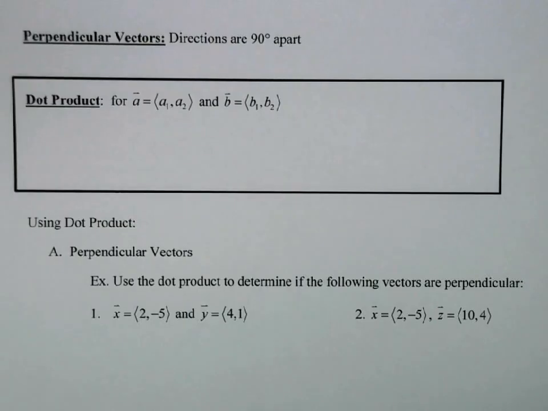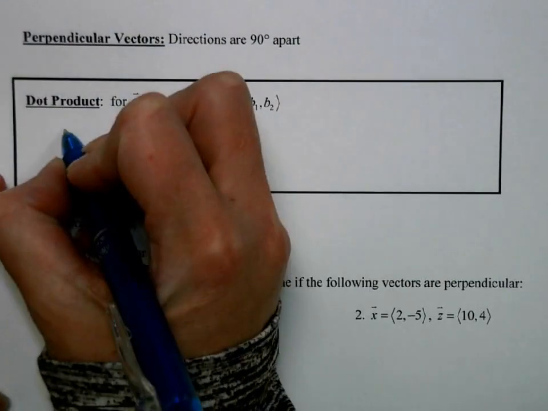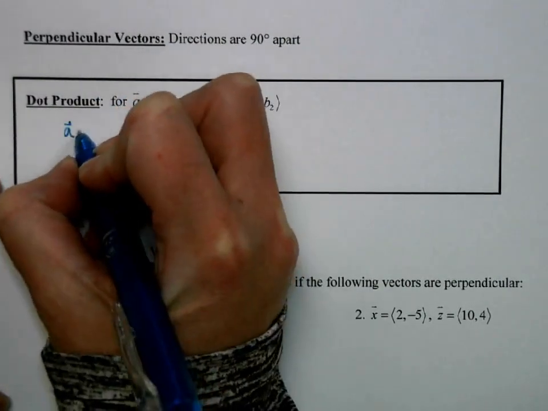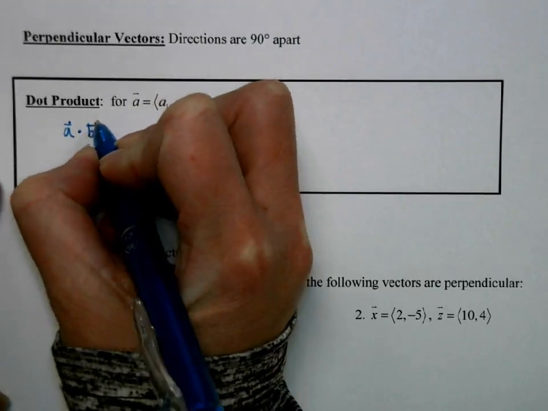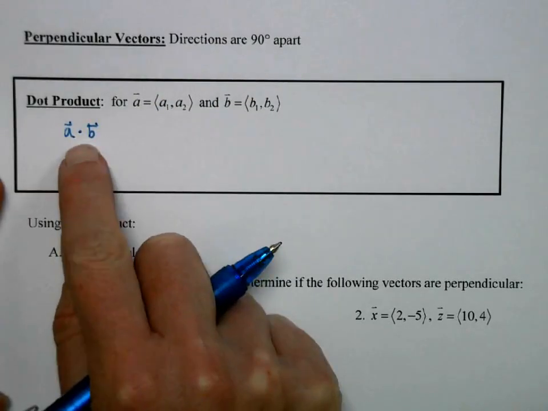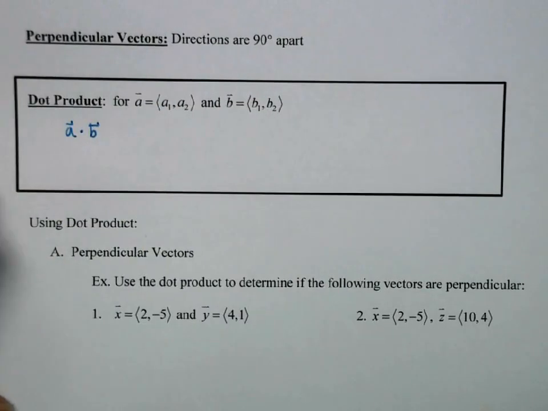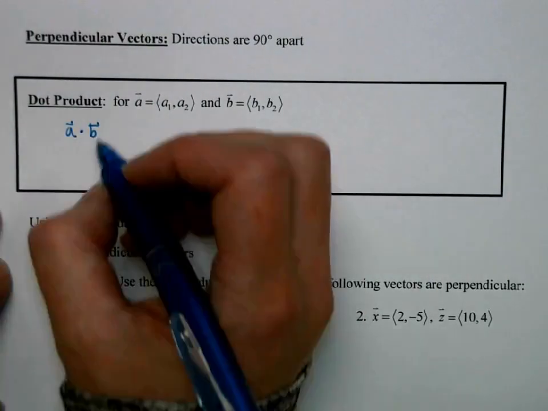Okay, perpendicular vectors, their directions are going to be 90 degrees apart, perpendicular. So one tool that we can use is something called the dot product. So the dot product is one way that you can multiply vectors together. Okay, and the symbol is literally a dot. You need a dot there. There is another version of multiplying vectors called the cross product, but we're just doing the dot product here.